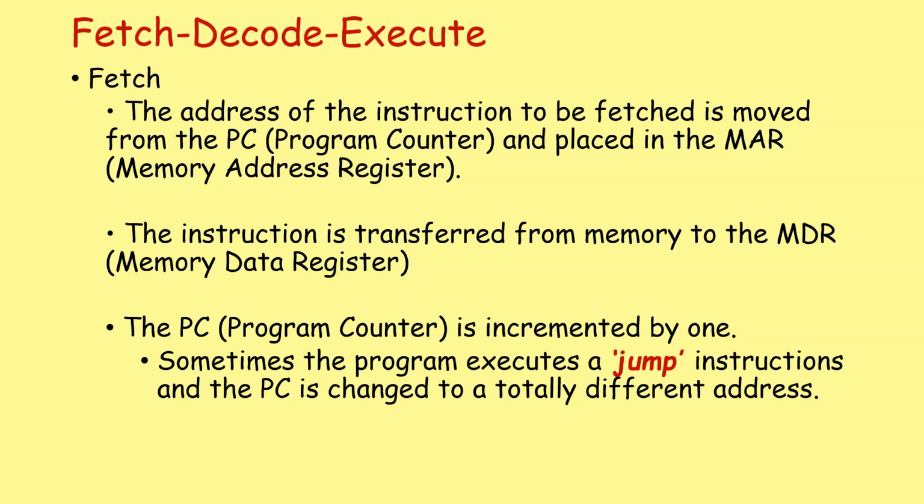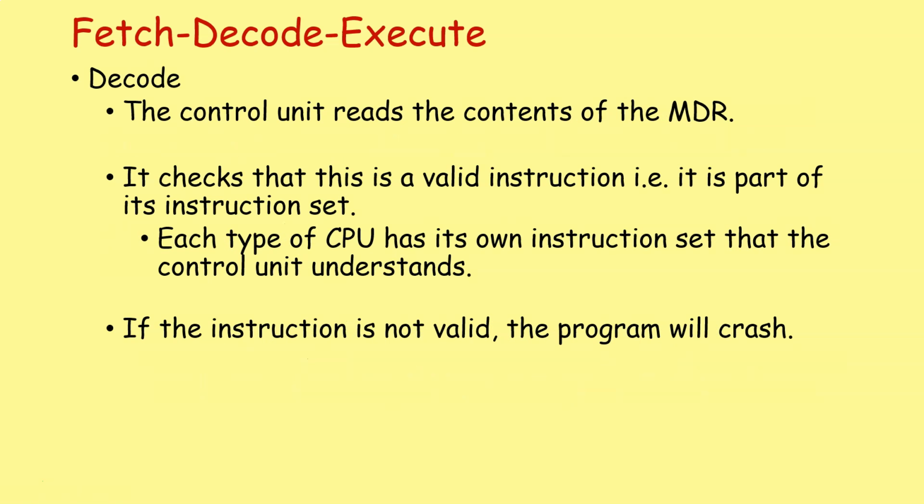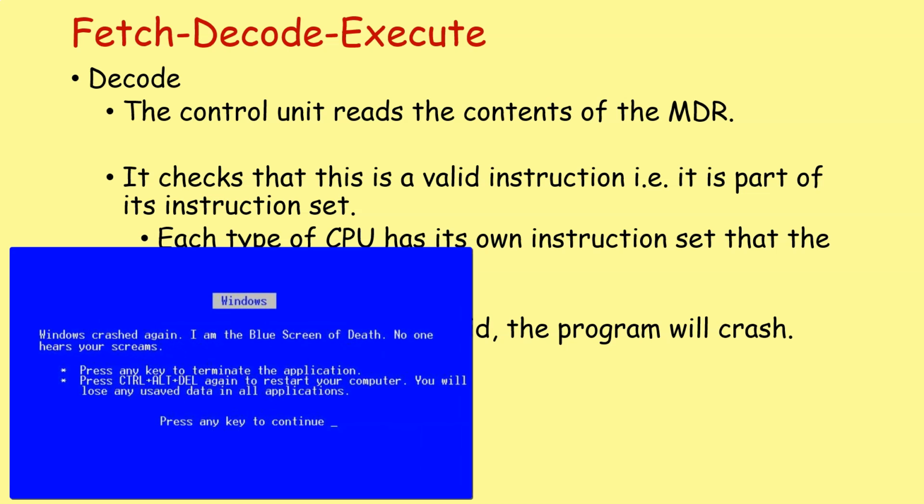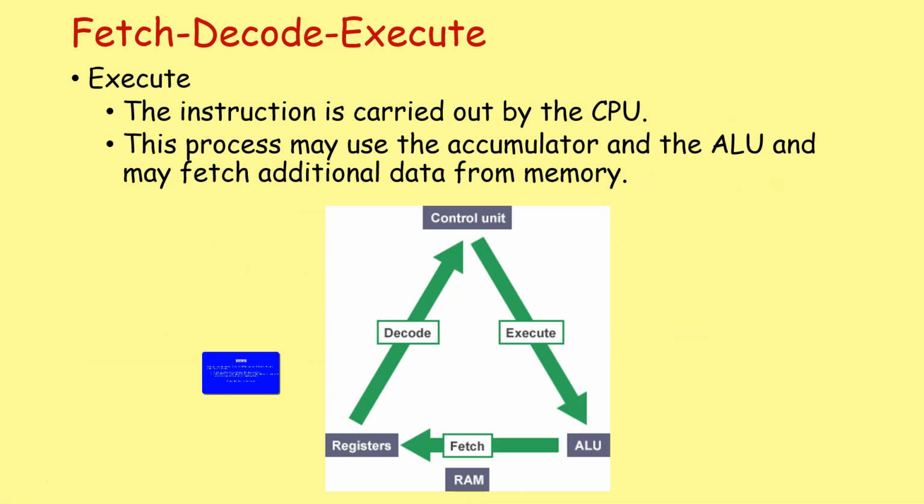Decode stage. The control unit reads the contents of the memory data register. It checks that this is a valid instruction, i.e. it is part of the instruction set that the CPU is programmed with and can understand. If the instruction is not valid, then the program will crash at this point.